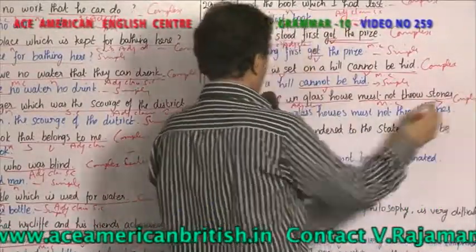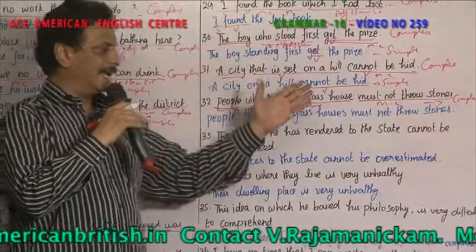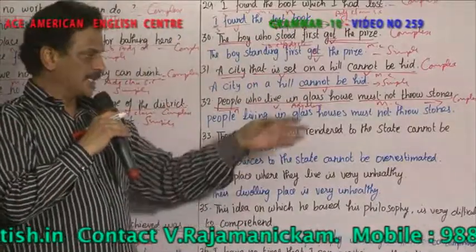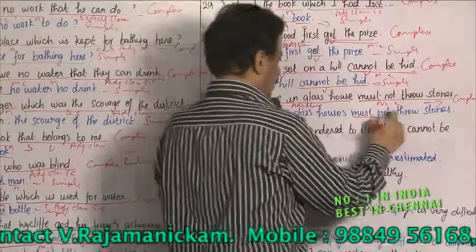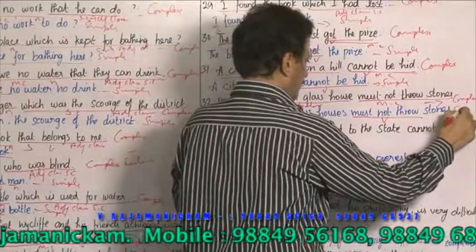So how do you change into a simple sentence? People living in glass houses mustn't throw stones. So mustn't throw is the single verb, so it becomes a simple sentence.